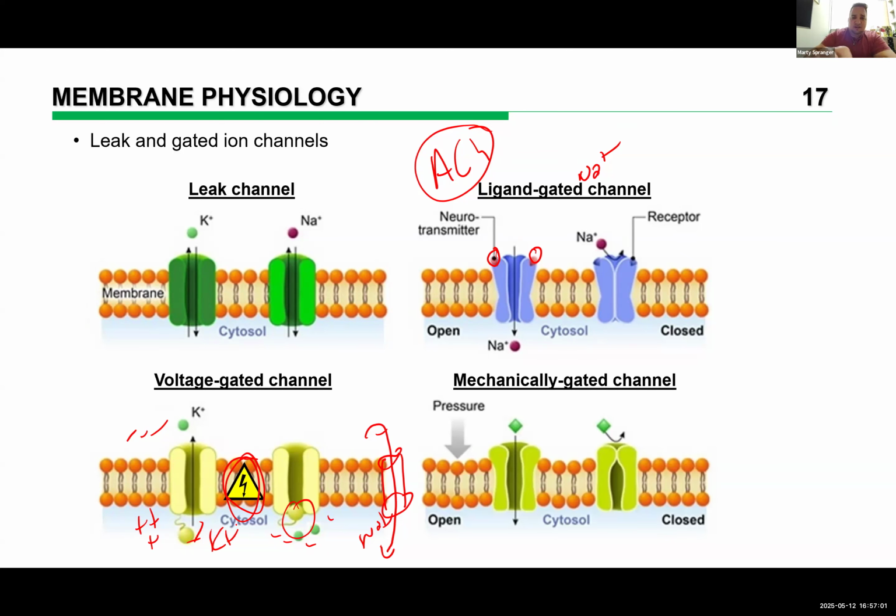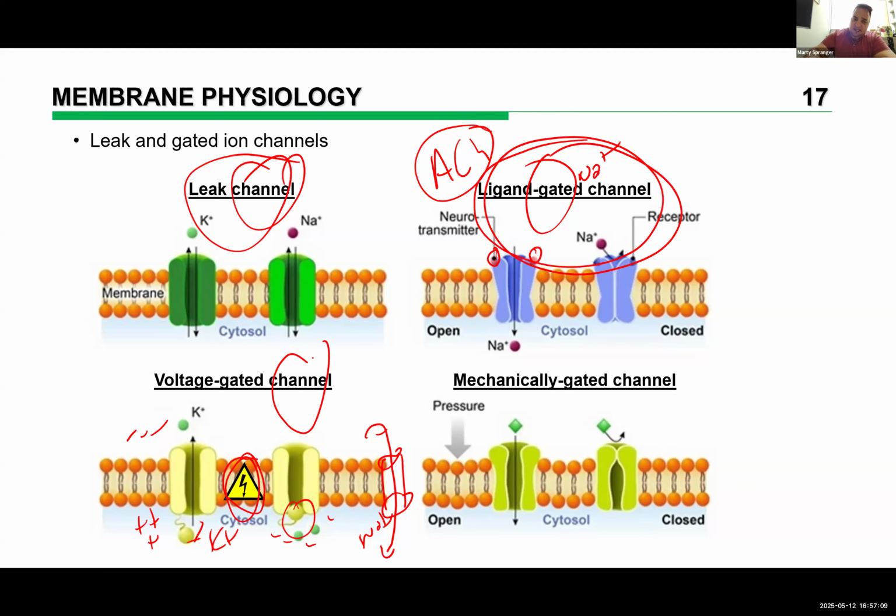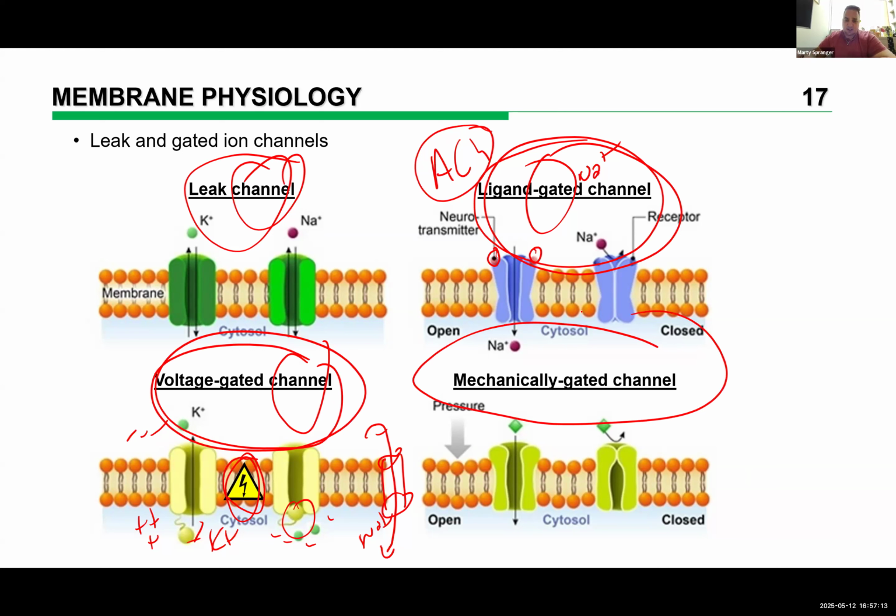Sorry, I said that these were the three ways that we gate. Obviously, leak channels are not gated. The three ways we gate are ligand gated, voltage gated, and this last one here, mechanically gated channels. This is a mechanical deformation of the membrane that actually pries open the channel and makes it permissive to ions. Tell me an example of that we've talked about.